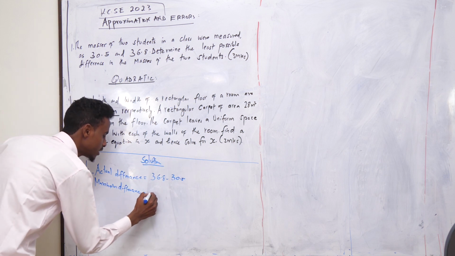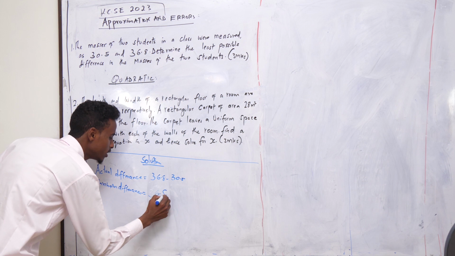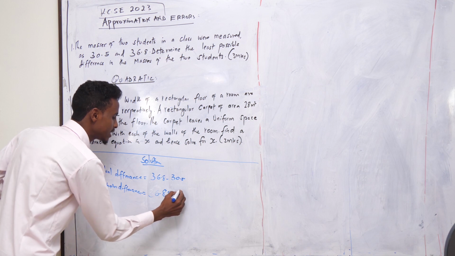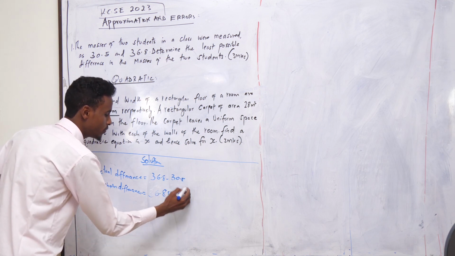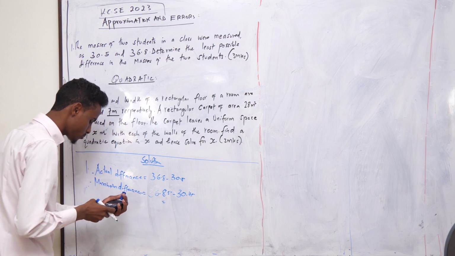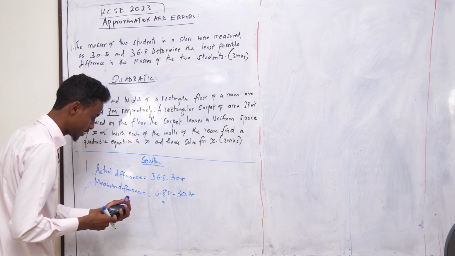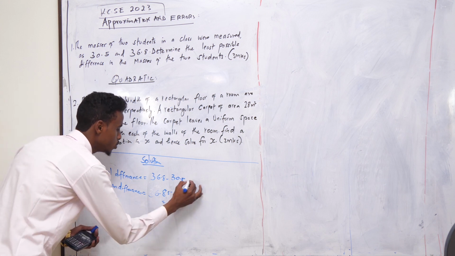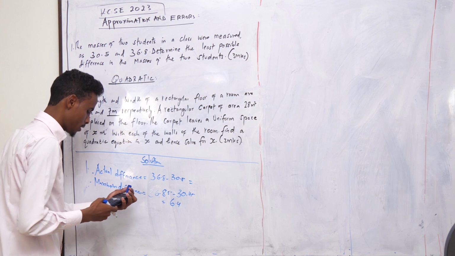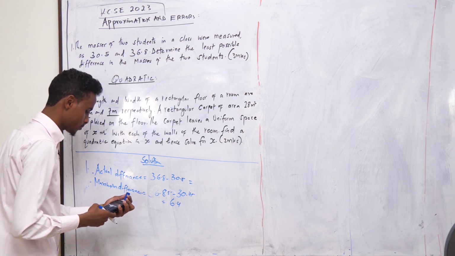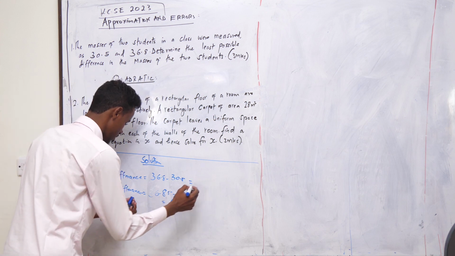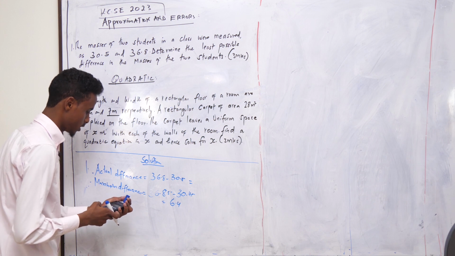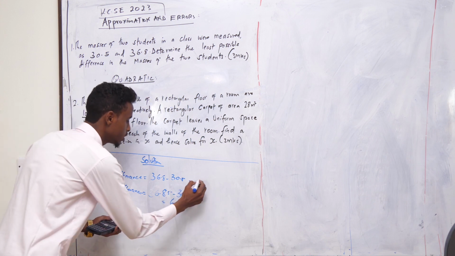Now the maximum will be 36.85, because it will be 0.1 divided by 2, which is 0.05, minus 30.45. So it will be 36.85 minus 30.45, which is 6.4. The actual difference is 36.8 minus 30.5, which is 6.3.